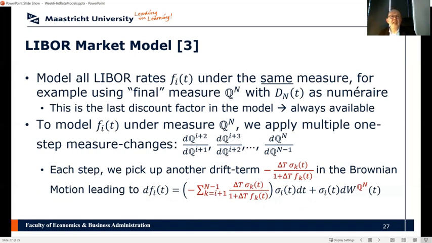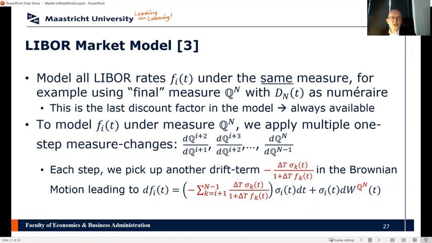Now I am more ambitious and I want to model all the LIBOR rates for all the i's under one and the same probability measure. And a convenient choice of probability measure is to use the final measure Q superscript N. So this is the last date that I'm modeling in my LIBOR market model, and that last date has D_N as a numeraire. And why is this a nice choice? Well, this is the last discount factor that I'm modeling. And therefore, when I'm moving forward through time, this last discount factor is a numeraire that is always available right until the last moment, capital T_N.